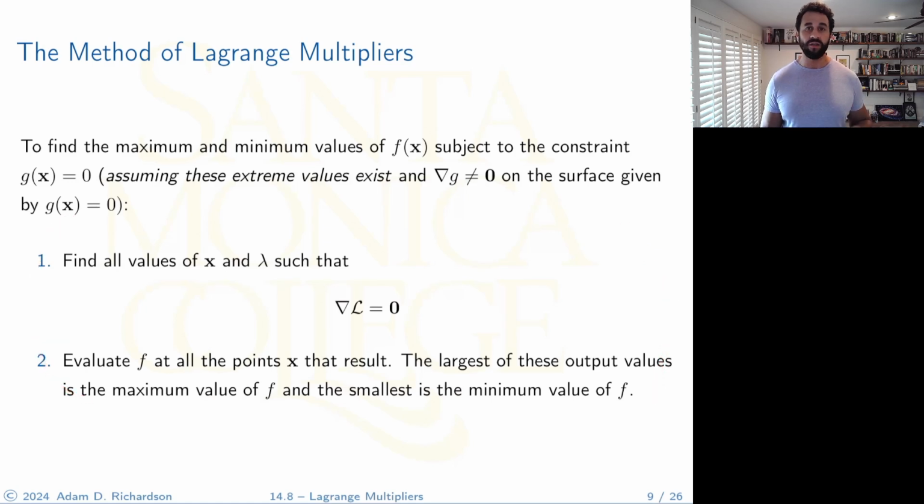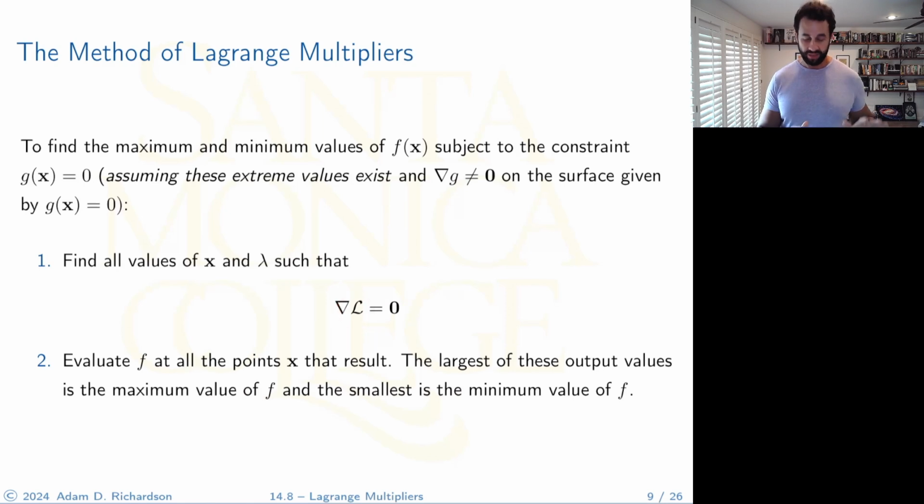We want to find all the values of x and lambda such that the gradient of the Lagrangian is 0. So this is basically why it's nice to formulate the problem in terms of the Lagrangian. This is what we're trying to solve: gradient of L equals 0. That is what you want to solve. Find the zeros of this function.